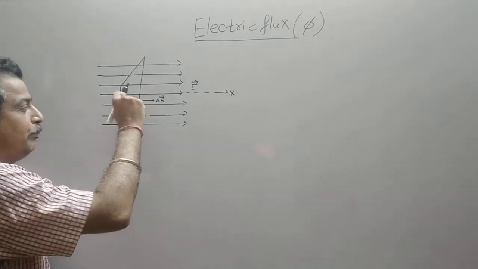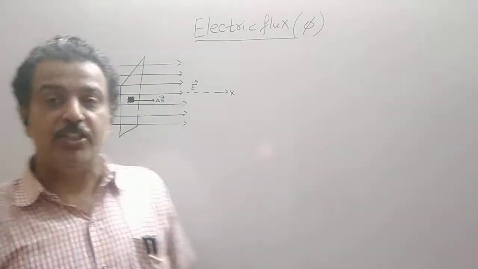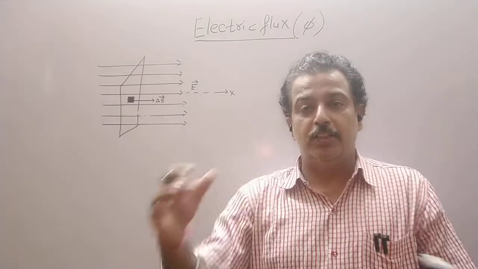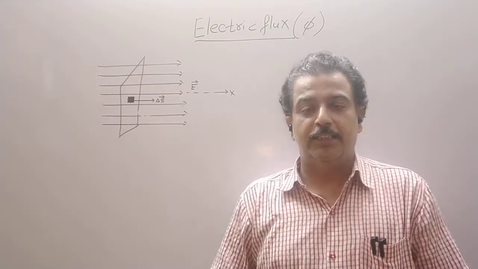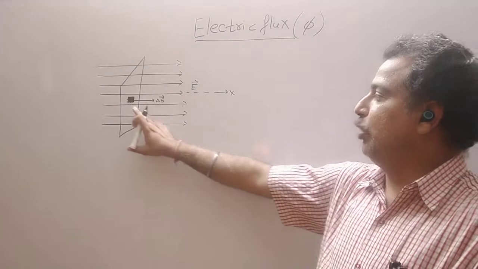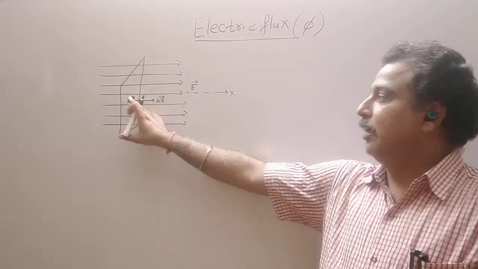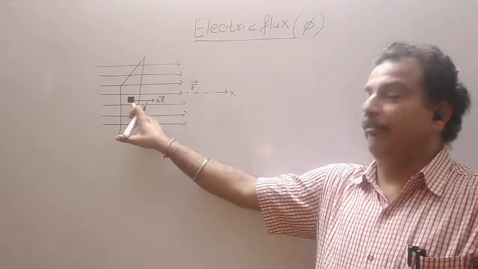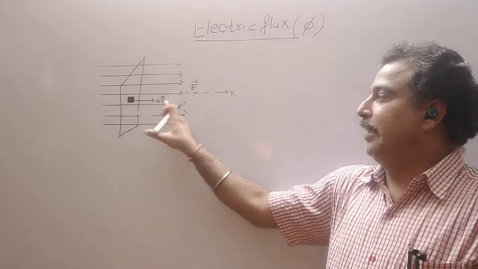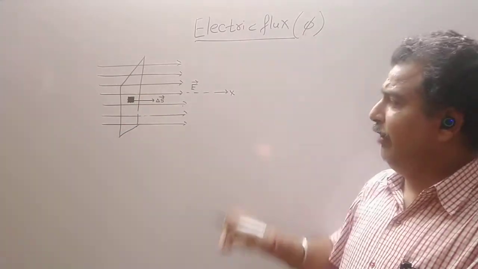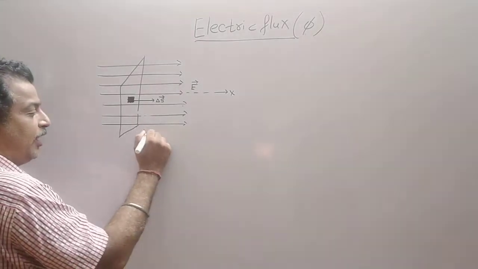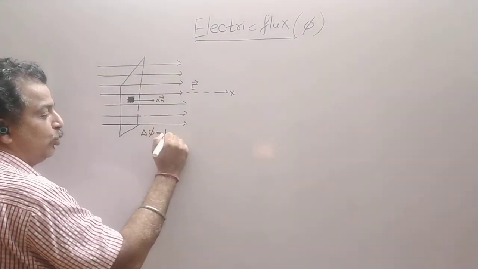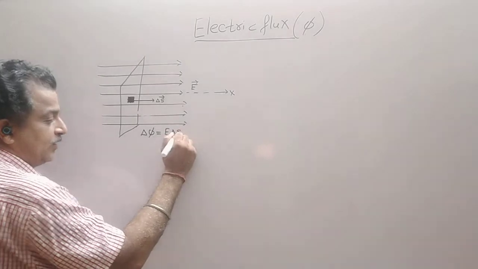This is a small piece of this entire plane sheet. If we consider a room, a small tile in it is an area element. Similarly, we have considered a small tile-like element, which is generally referred to as an area element, denoted by delta S. Now if we want to find out the flux for this diagram, it can simply be delta phi is equal to E delta S.